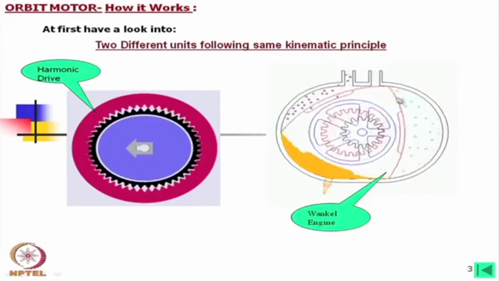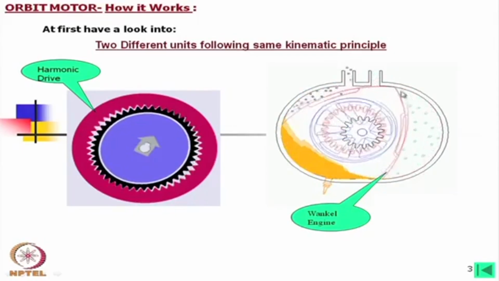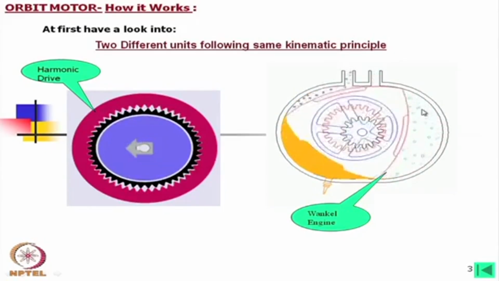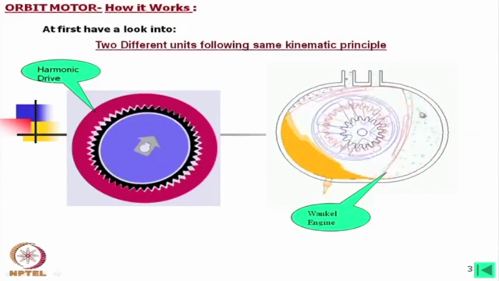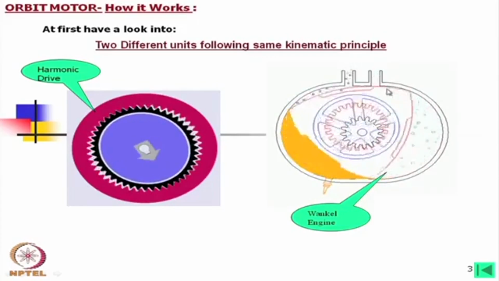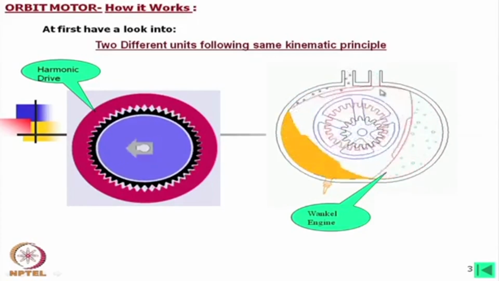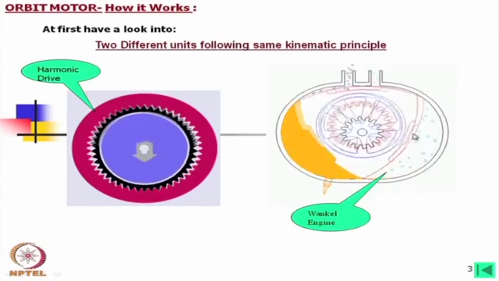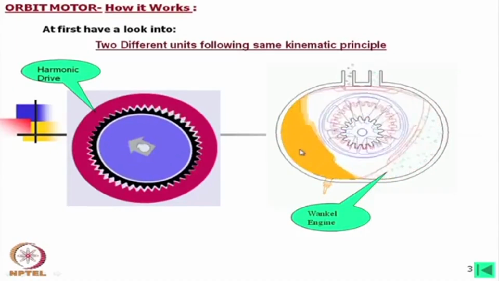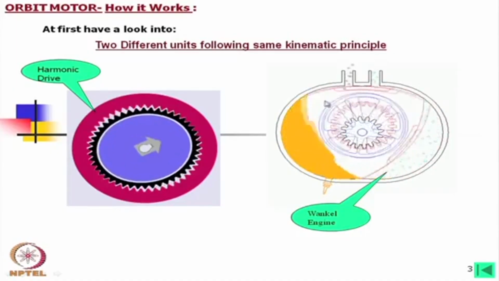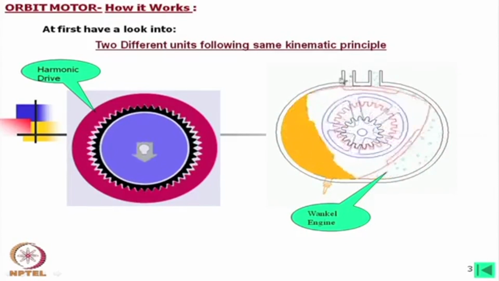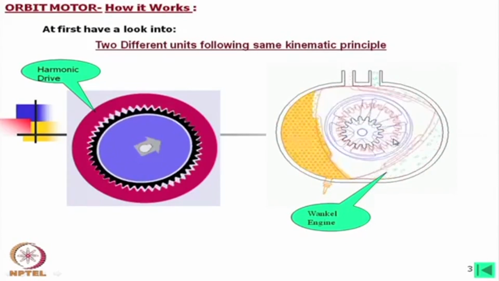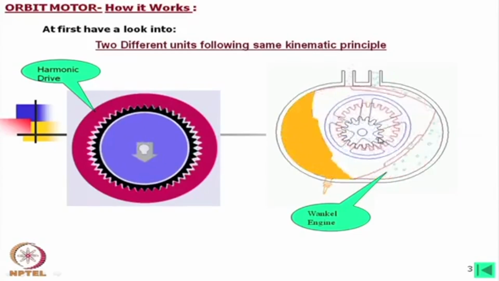But what we find is that this space is increasing and decreasing, it is in expanding and compression mode, and you can imagine that in one chamber the fuel is being injected, then there is ignition and then combustion, and it is going out. In that way the Wankel engine motion is available.